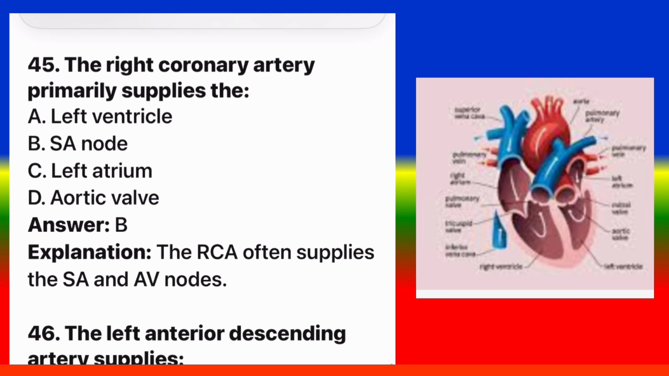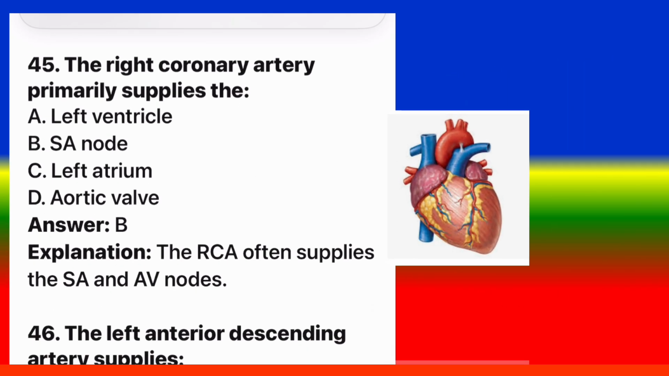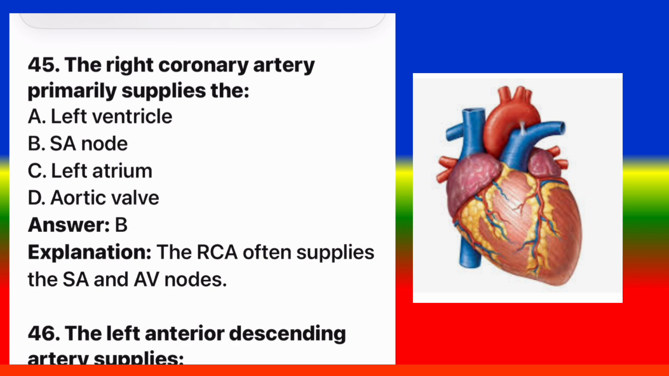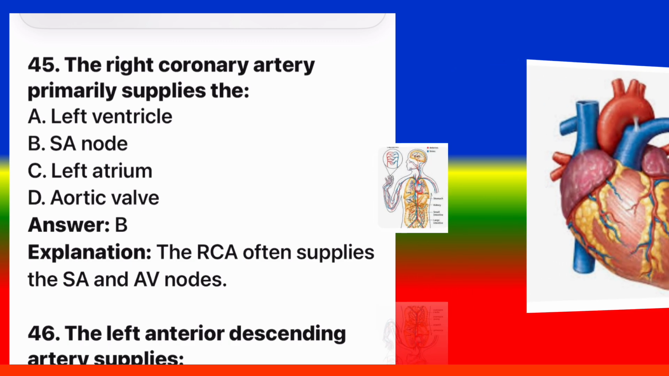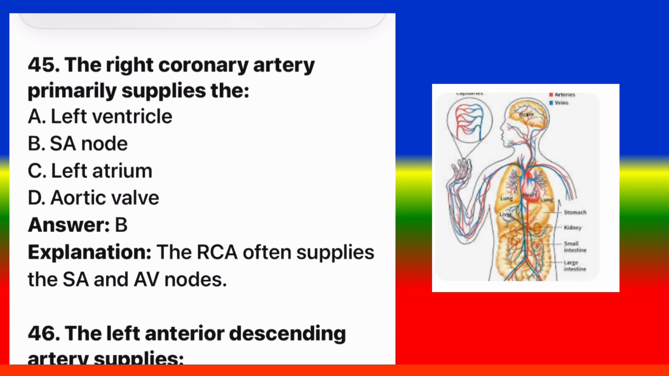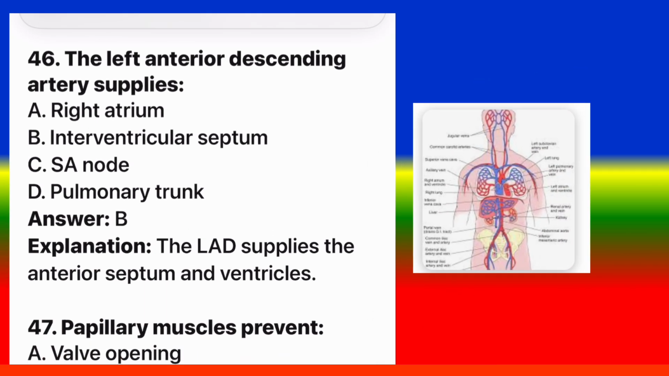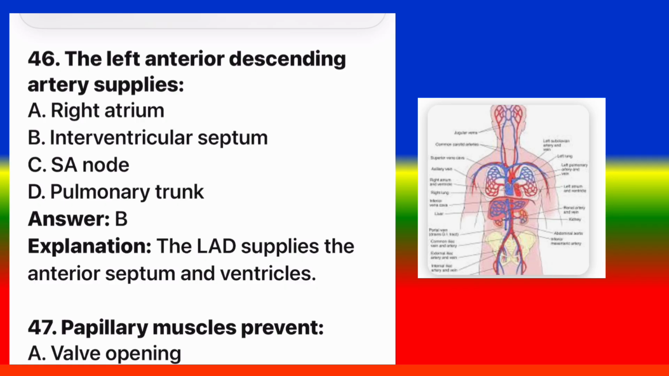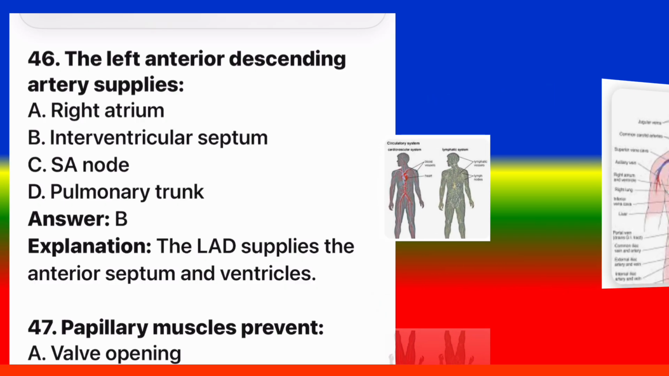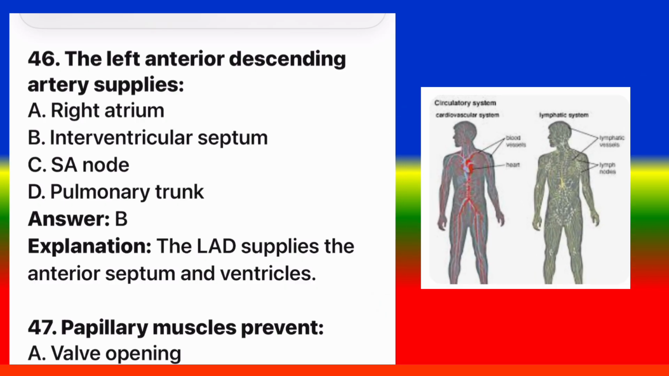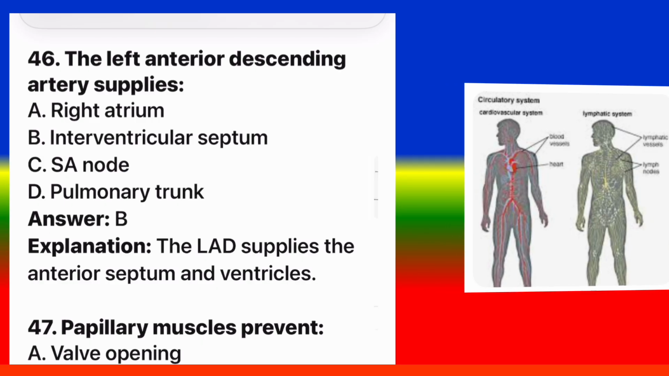45. The right coronary artery primarily supplies the A. left ventricle, B. SA node, C. left atrium, D. aortic valve. Explanation: the RCA often supplies the SA and AV nodes. 46. The left anterior descending artery supplies A. right atrium, B. interventricular septum, C. SA node, D. pulmonary trunk. Answer B. Explanation: the LAD supplies the anterior septum and ventricles.